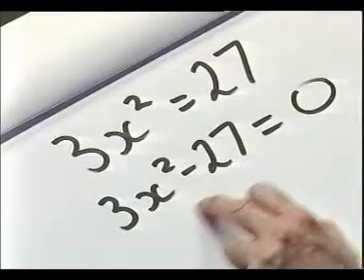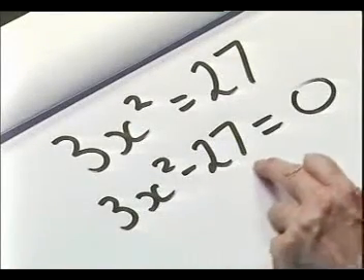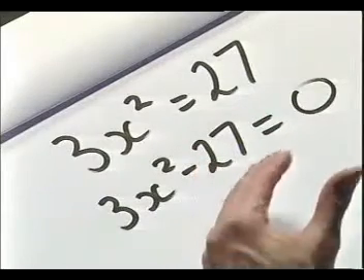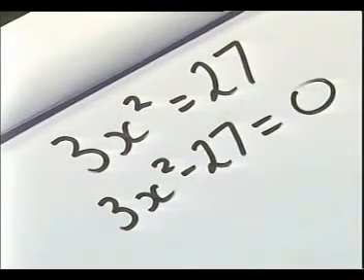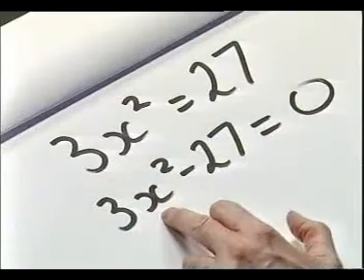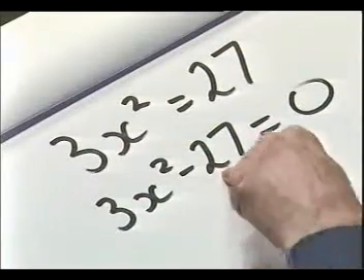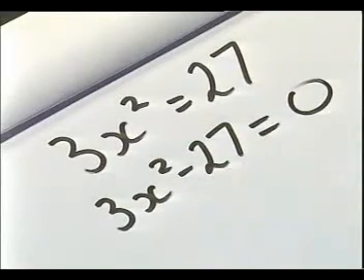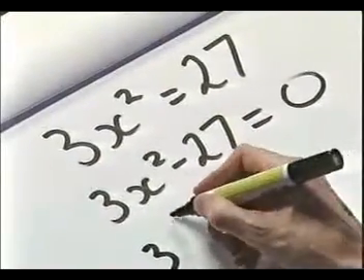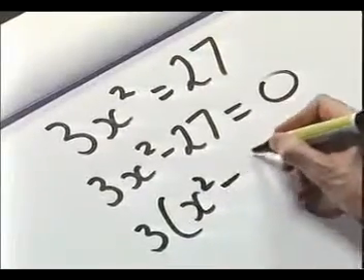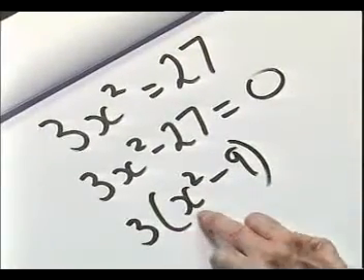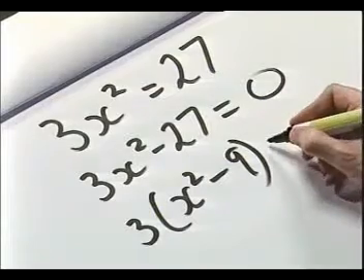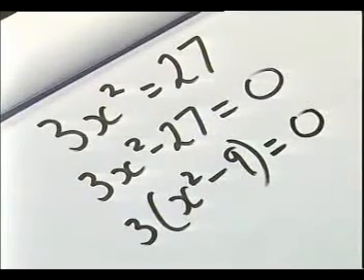Next, look for a common factor. Is there a common factor in the terms on the left-hand side of this equation? And if there is, let's take that common factor out. Here we've 3x squared and also 27, which has a factor of 3 in it. 27 is 3 times 9, so we can take out the common factor of 3. And that will leave us with 3 brackets x squared minus 9 equals 0.